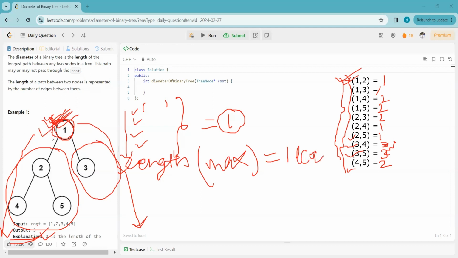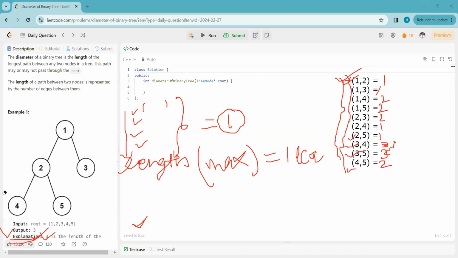So we have talked about 1. In this manner, can we say we can traverse this tree and find the highest length for each node as the lowest common ancestor? Suppose we talk about only 5. So only for 5, what is the maximum length between a pair of nodes which contains 5 as the lowest common ancestor?